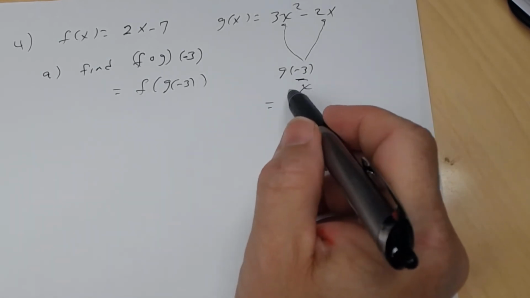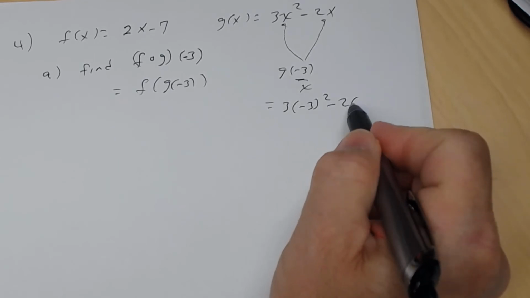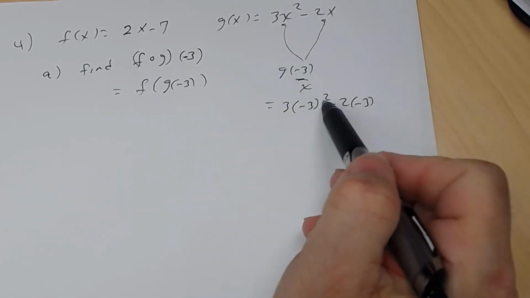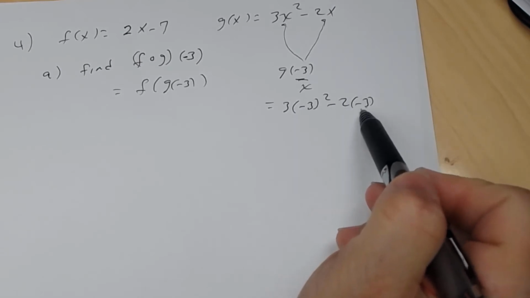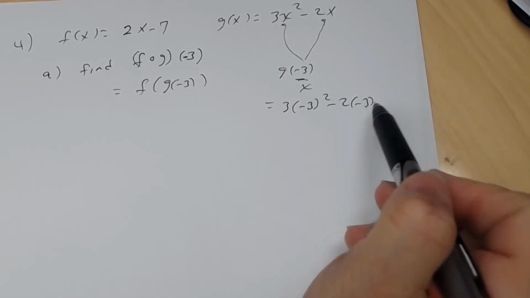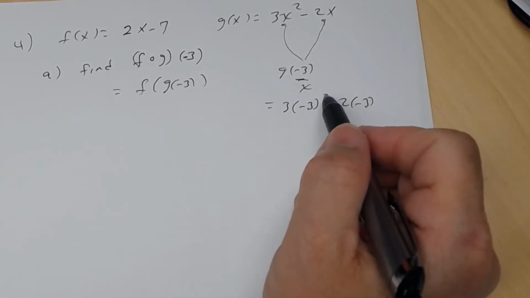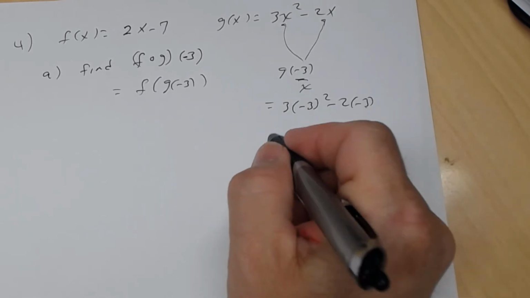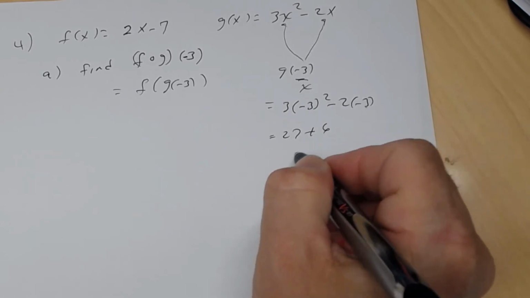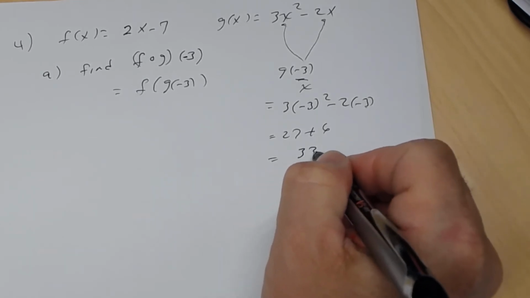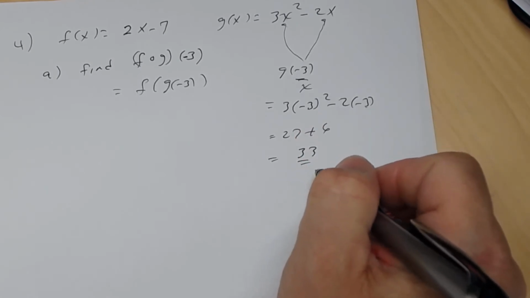So g of negative 3 will be 3 times negative 3 squared minus 2 times negative 3. Wherever we saw the variable x, I substituted negative 3. Order of operations, I have to do the exponent before I multiply. So negative 3 times itself is 9. 9 times 3 is 27. Negative 2 times negative 3 is a positive 6. So this becomes 33. So g of negative 3 is 33.